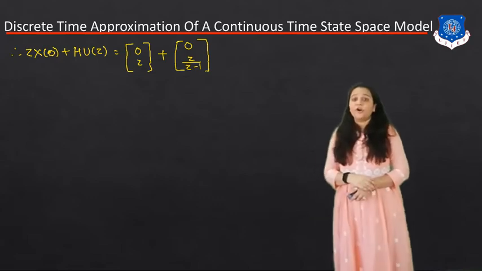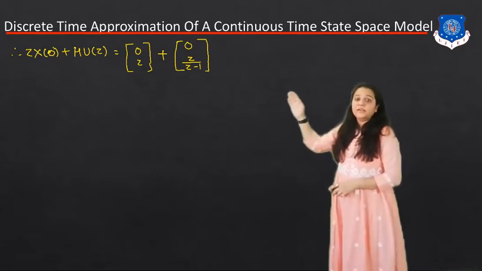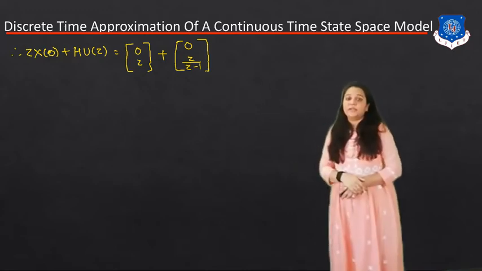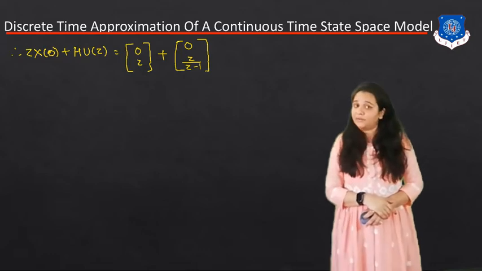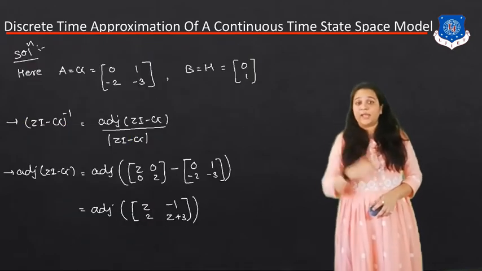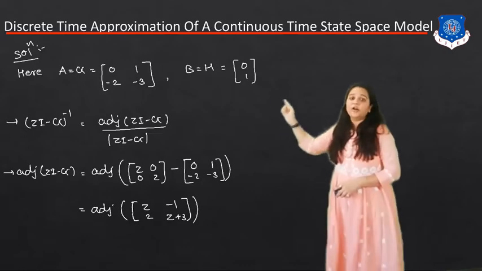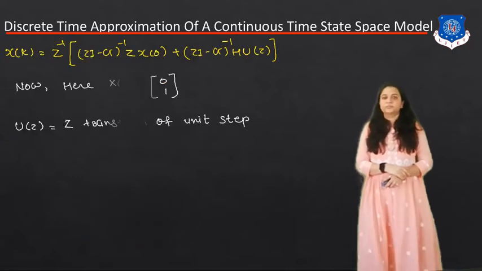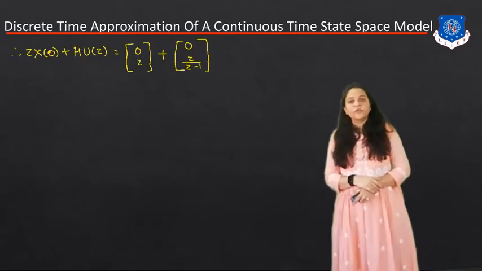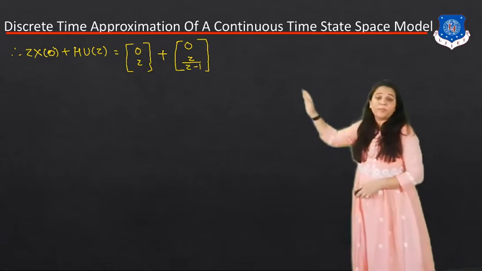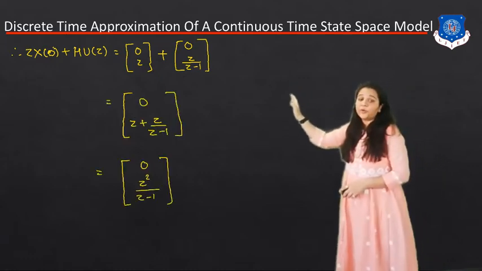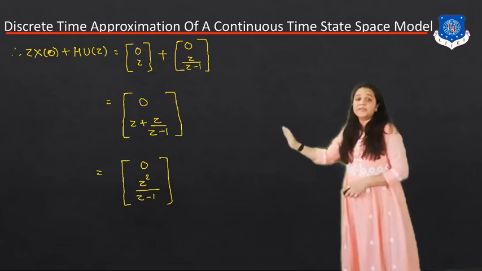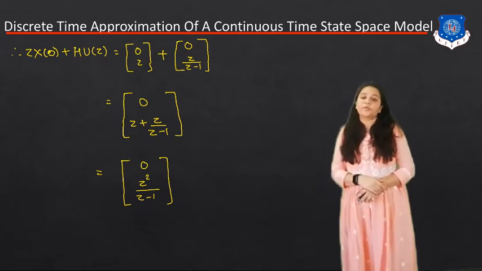So put the value of x of 0 and u of z in this equation. So z into x of 0, it is 0, z, and h into u of z, it is 0 upon z minus 1. What is the value of h? That is 0, 1. Okay, so 0, 1 into z upon z minus 1. So we can get this type of matrix. We have to simply add these two matrices. We can get 0 upon z plus z upon z minus 1. Simplify this, we can get 0, and the second factor is z square upon z minus 1.